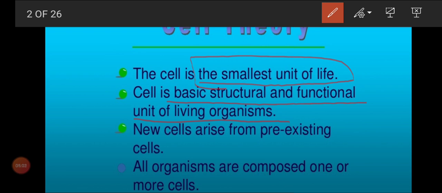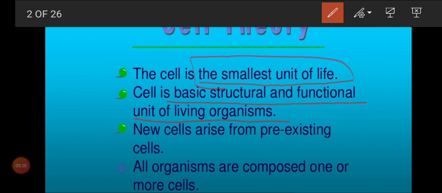Similarly, a cell acts as a structure. Not only does it act as a structure, because a cell is a living thing, it does so many works. So we call it the structural and functional unit of living organisms.